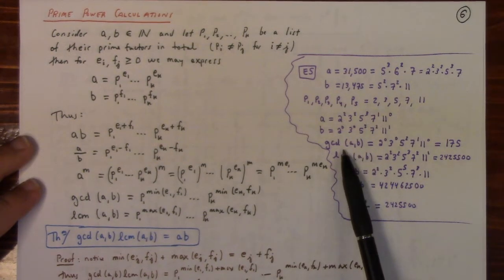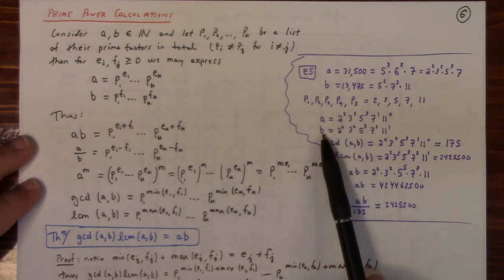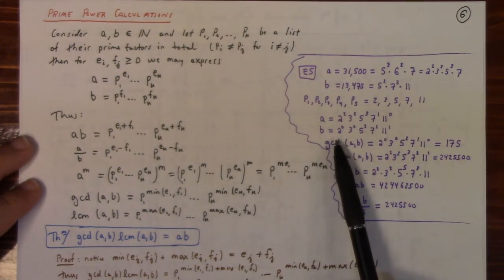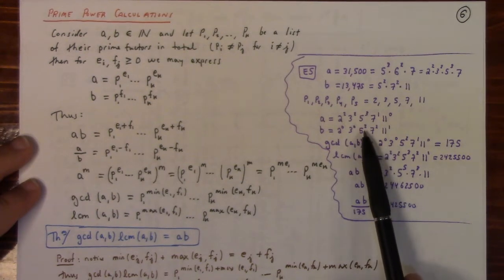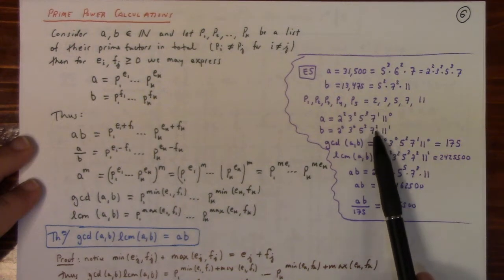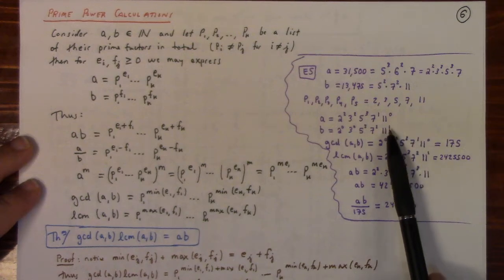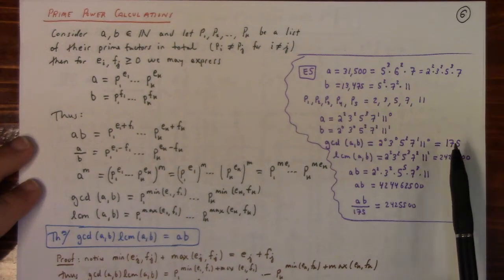So the GCD of A and B: since there's no 2 in B, we don't put a 2 in the GCD. Since there's no 3 in B, we don't put a 3 in the GCD of A and B here. But there is a 5 squared, which is in both of them, because 2 is the minimum of 3 and 2. So we get a 5 squared in the GCD. And there is a 7 common to both of these because the minimum of 1 and 2 is 1. So we get a 7 to the 1. And since there's no 11 in A, we don't put an 11 in there. But we do get 7 times 5 squared, which is 175.